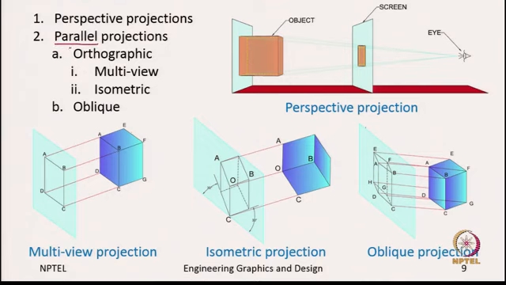Even in the parallel projections we have 2 categories, one orthographic and the other oblique. Here orthographic refers to the angle between the projectors and the projection plane. When it is 90 degrees we call them orthographic. So, we have 2 which meet this criterion, both the multi-view as well as the isometric, both are orthographic because the projectors make an angle of 90 degrees with the projection plane. And in oblique, as we have looked at, the projectors make an angle other than 90 degrees.